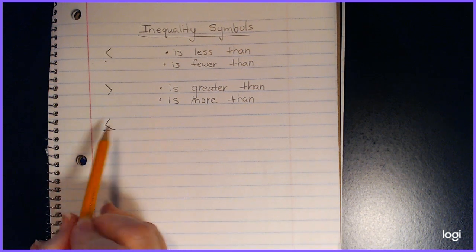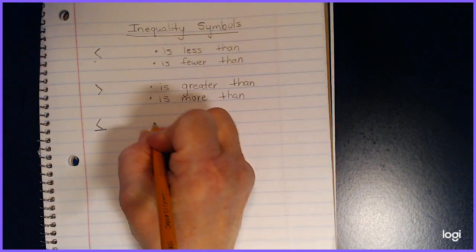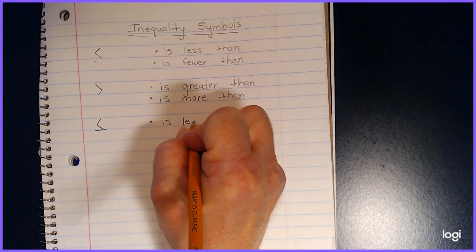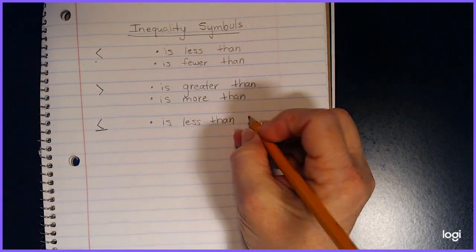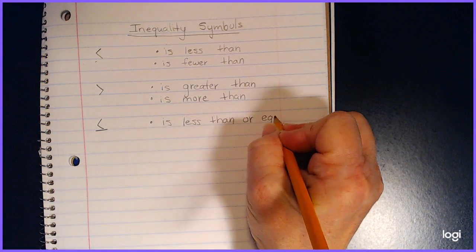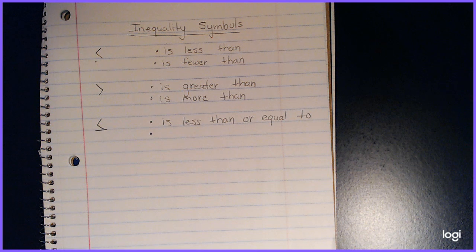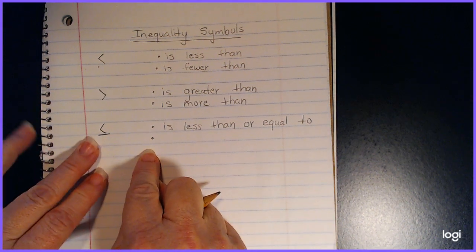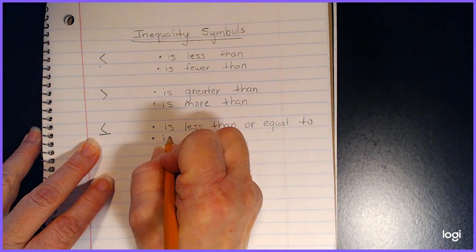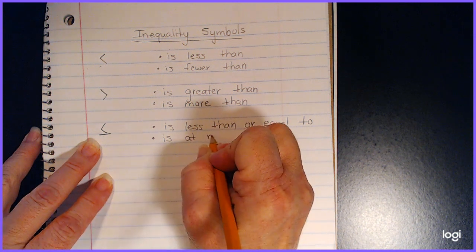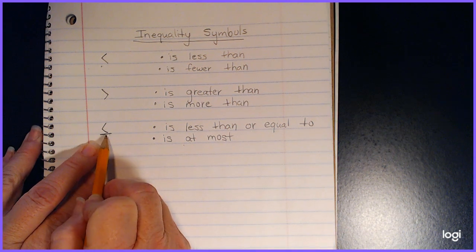It's the less than symbol with a line under, so it's a little bit different. This symbol says that your answer is less than, and when I add that little line, that means it could also be or equal to. Some people say that you could also say this, and you're going to see it in our story today, is at most. And I'll show you some examples of that. But keep these words next to this symbol, is at most.